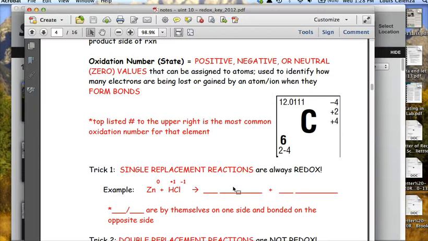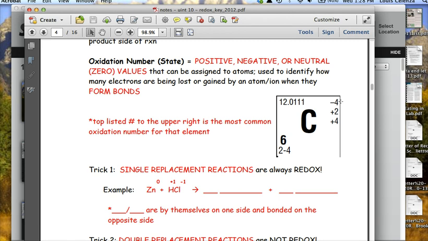A couple of things you have to be careful of, and this is something you already know: oxidation numbers, not all oxidation numbers, but oxidation numbers in general are listed on the periodic table. You'll see that, for example, carbon has 3 oxidation numbers. The first one is the most common one. It doesn't mean that that's going to be the one that you're going to use every single time, but it is the most common one.